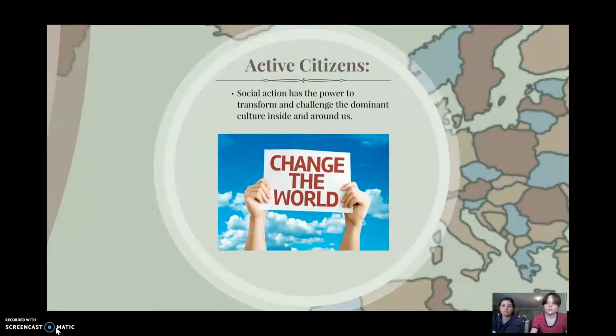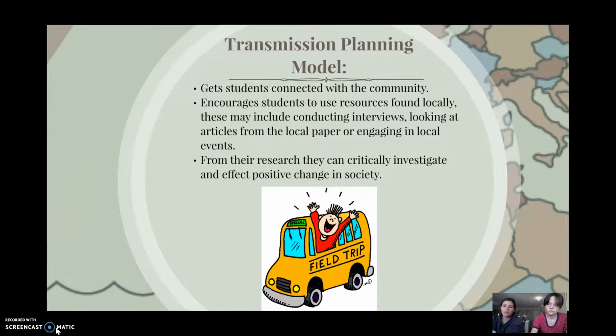Producing active citizens as students produces students who perform social action, which gives students the power to transform and challenge the dominant culture inside and around us through investigative approaches of learning. The transmission planning model is a great way to get students connected with the community. It encourages students to use resources found locally. These may include conducting interviews, looking at articles from the local paper, or engaging in local events. From their research, they can critically investigate and effect positive change in society from the knowledge they have gained.